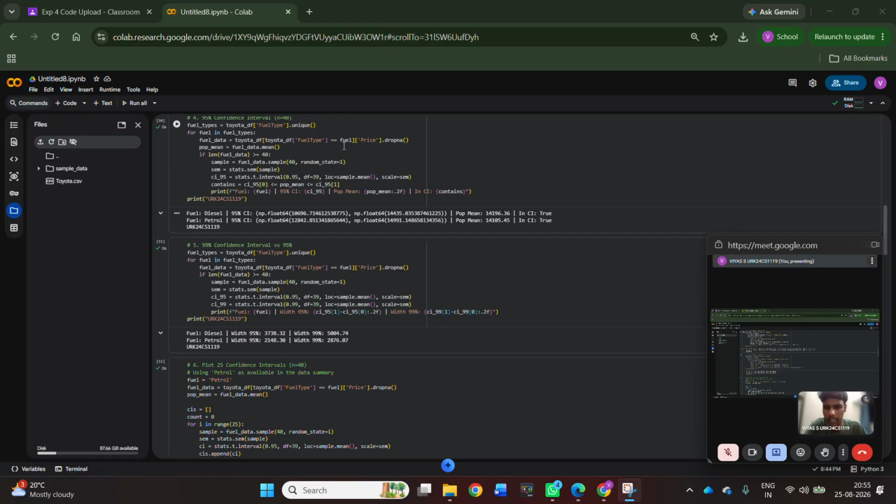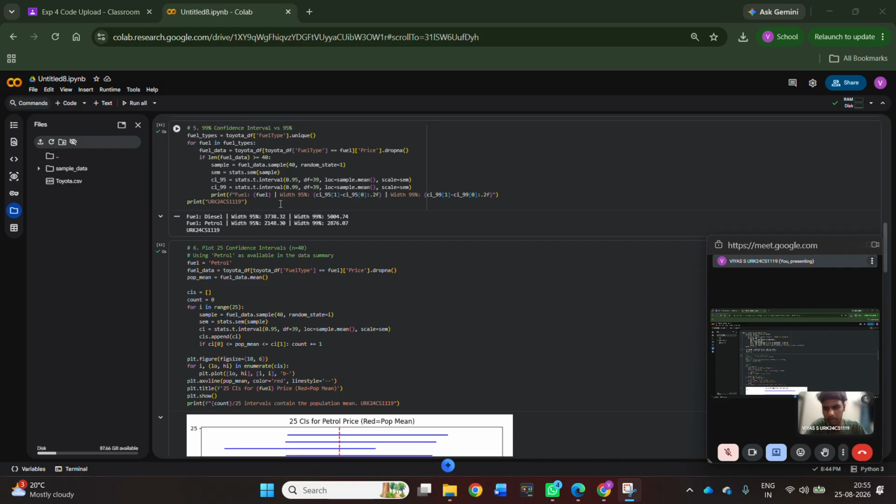And the fifth one is about a 99% confidence interval versus 95%. In this fifth experiment we want to make a comparison, and it compares the width of 95% and 99% confidence intervals. Here, both intervals use the same sample of 40, and a 95% confidence level gives a narrower interval. A 99% confidence level gives a wider interval, and higher confidence requires a wider range. The experiment demonstrates the relationship between confidence level and interval width. And this is the output for the fifth one.